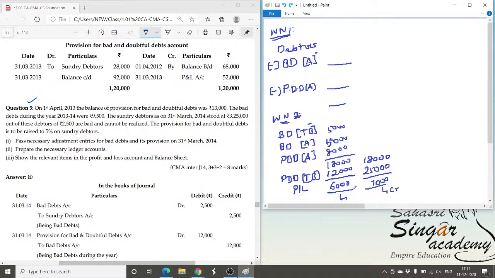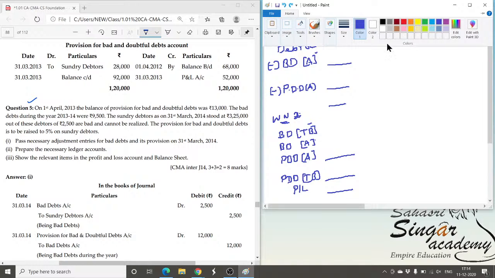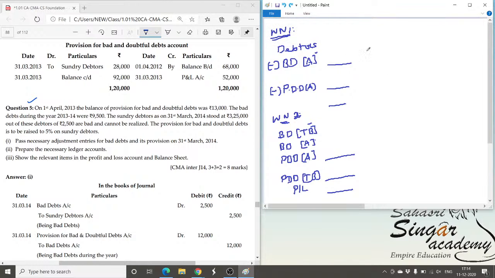Clear? So these are all the points we have discussed in the previous illustration. With these small discussions, let me proceed here. Apart from that, we have to understand the method of passing journal entries. The journal entry will be for the new bad debt: bad debt account debit, bad debt given in the adjustment account debit, to debtors. This is how we now subtract the bad debt from the debtors. This is the first journal entry.